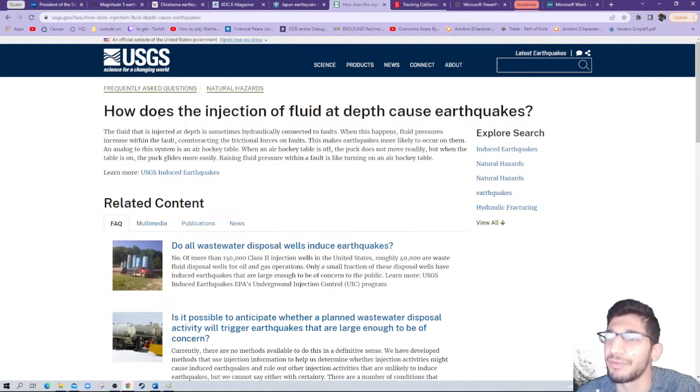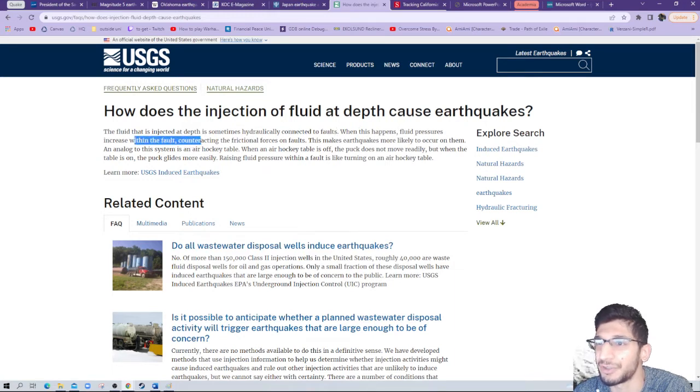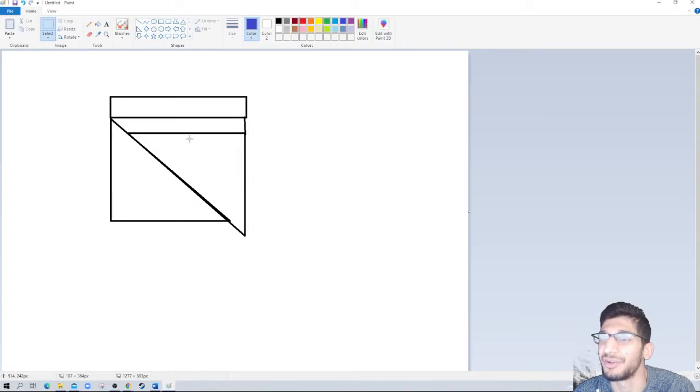So one thing here that the geologists are talking about is how does injection of fluid cause earthquakes. What they say is when you have a fault, fluid pressure increases within the fault, and that can counteract the friction forces, which makes the earthquake more likely to occur on them. So this is a fault you have underground, and say this is your house, right? And you have a well here that is injecting fluids into the ground.